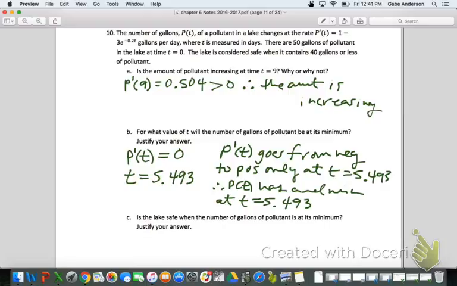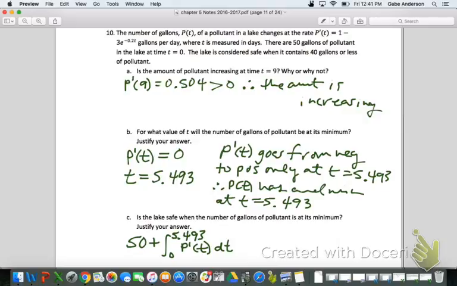So can you think of a setup? What might be a good setup to determine the number of gallons in the lake at this time we just found? What do you think, Natalie? Go ahead. I put down 50 plus the integral from 0 to 5.493 of P prime of T. Okay, so did I get everything? I put a DT on there too for you. Did I get everything down like you said?